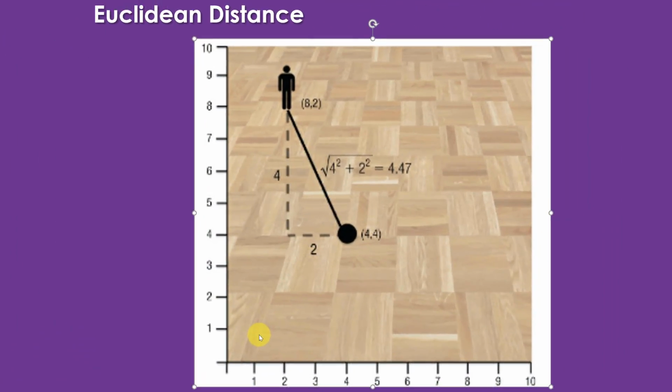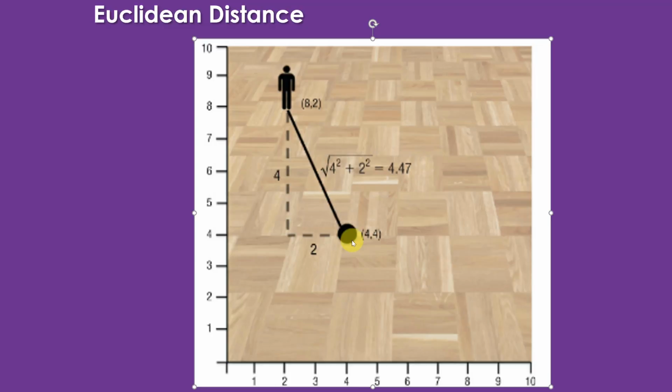To help you understand how we're going to find those distances, let's go back to the school dance. And here we have a student who's at location 8 and 2, 8 on the vertical axis and 2 on the horizontal axis. And the centroid of the cluster is at 4 and 4.